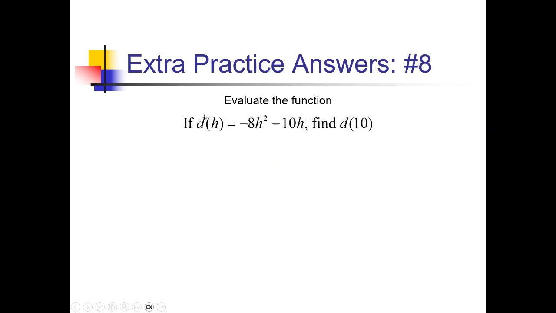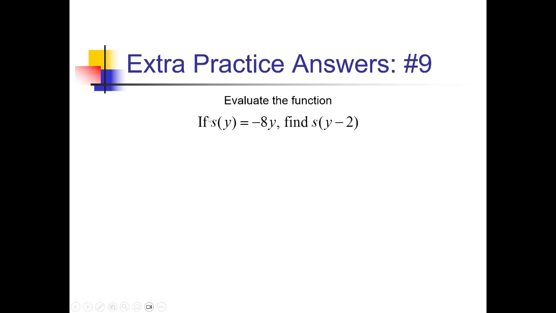For number 8, we have the d function, and we have to plug 10 in for h wherever we see that. So we have negative 8 times 10 squared minus 10 times 10. 10 squared is 100, times negative 8 is negative 800, and then negative 10 times 10 is going to be negative 100. Combining all that stuff gives us negative 900 for our final answer.